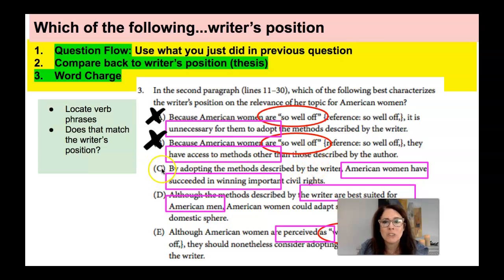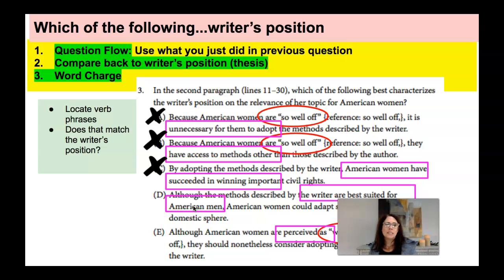Notice all of these questions have been centered around that. So for these two, C and D, I don't see a "so well off." I'm just going to read it out, and I'm going to mentally box out the verbs. They have succeeded. No, they have not. Excuse me, not in 1913. That's her whole point. And then I didn't even read the rest of that sentence. Just, they have succeeded. Again, if I'm working fast, this is what I'm going to do, right? This one, they're best. Oh, the methods described by the writer are best suited for American men. No, she's writing how women are underserved and they need to fight for their civil rights. So no. And then that does leave us the last one.